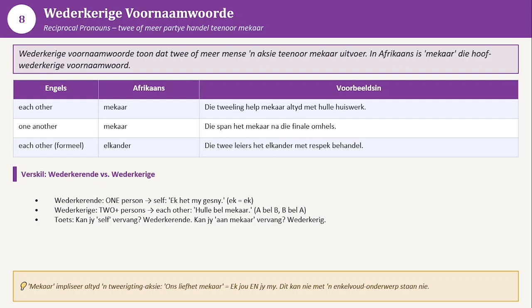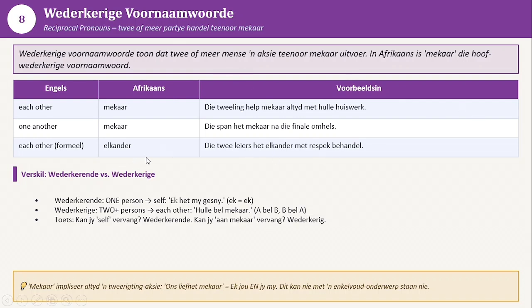Then we have wederkerige voornaamwoord, reciprocal pronouns. This refers to something that has to do with each other. So you'll find the keyword here is mekaar. Die tweeling help mekaar altyd met die huiswerk. Die span het mekaar na die finale omhels.